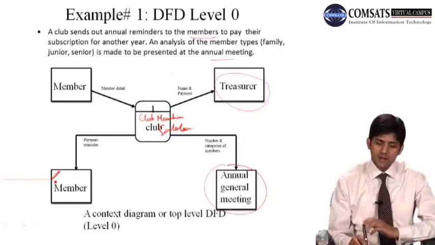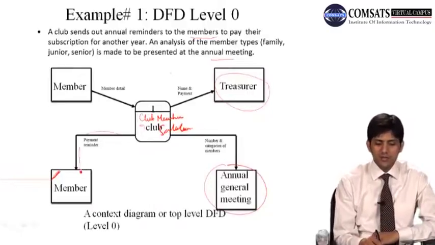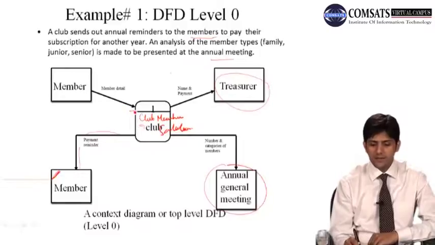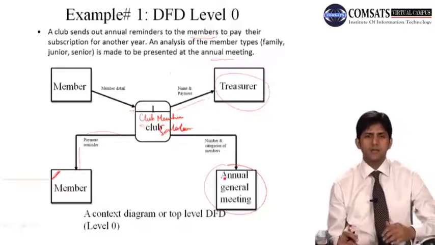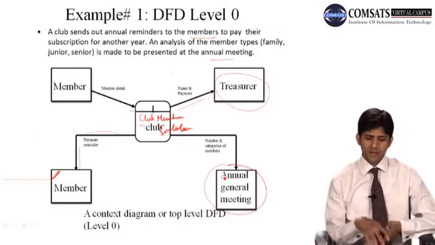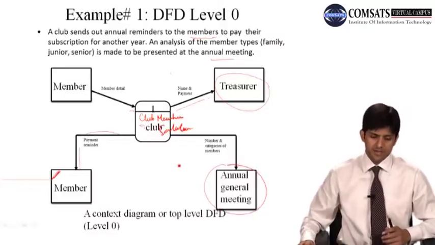जैसे output क्या जा रही है, क्लब की तरफ से member को जा रहा है, उसका क्या आपने पेमेंट करनी है, और member की तरफ से क्या आ रहा है, member डिटेल आ रही है, ठीक है, और treasurer नेम और पेमेंट बता रहा है। इसी तरह एनुअल जनरल मीटिंग के ऊपर नंबर एंड कैटेगरीज ऑफ मेंबर्स आ रहे हैं ताकि पता लगे कि हमारे क्लब के कितने मेंबर्स हैं। ओके जी, दिस इज द कॉन्टेक्स्ट लेवल डीएफडी फॉर दिस पर्टिकुलर केस.